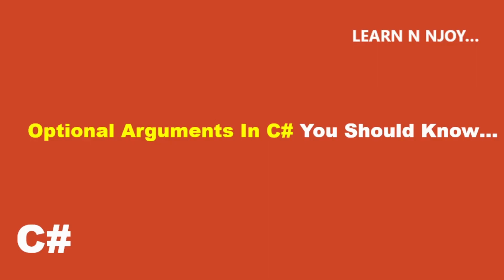Hello friends, today I am going to talk about optional arguments in C# that were introduced in C# 4.0. We'll see what optional arguments are and how and when to use them in a C# program.